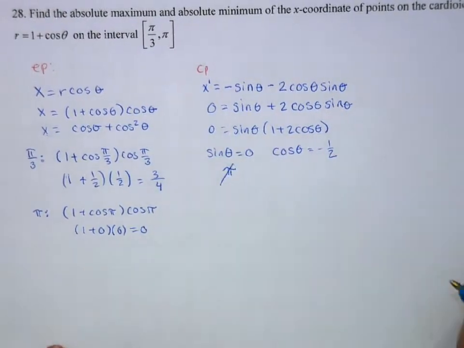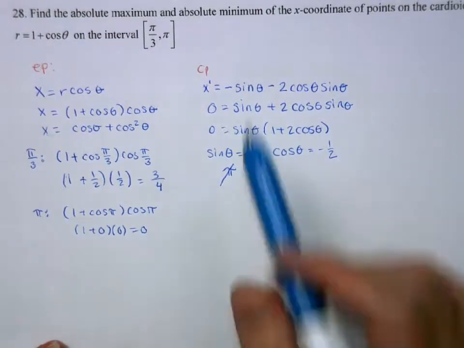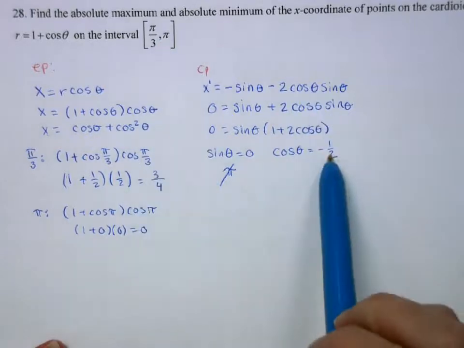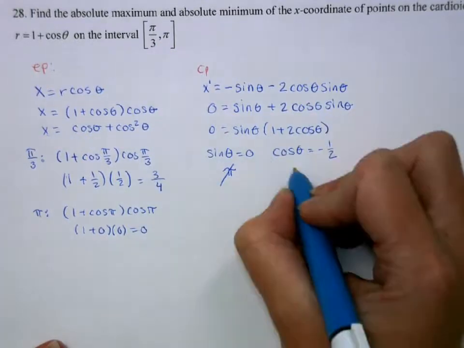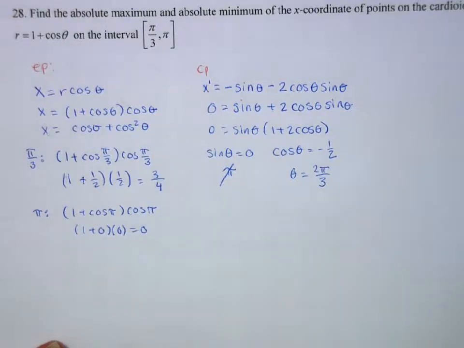Cosine equaling negative 1 half, we're looking between pi over 3 and pi, where our x value is going to be negative 1 half. So that's going to be at theta equals 2 pi over 3. So that's our last candidate.